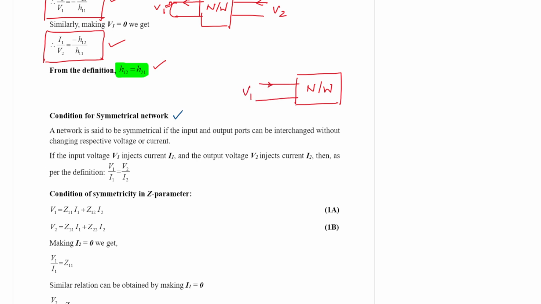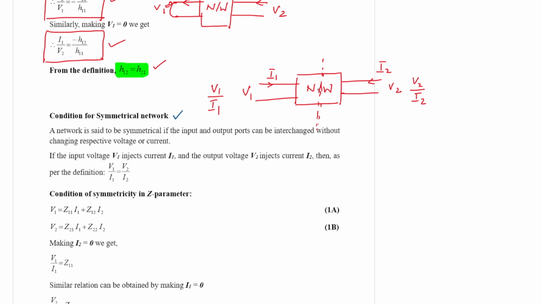We have an input voltage V1 and current I1, and at the output port we have a voltage V2 and current I2. Now symmetrical means that with respect to this network both sides look the same, which means if you calculate the ratio V1 by I1 and the ratio V2 by I2, they must match if the network is symmetrical. Imagine this is a mirror, what is symmetry?